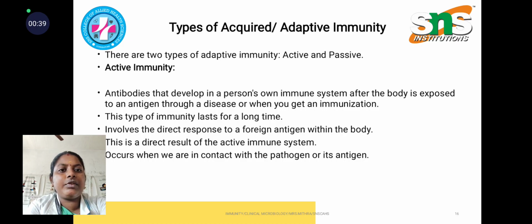And this active immunity is the direct response of the body to the foreign antigen, a direct result of the active immune system, and it mainly occurs when we come in contact with the pathogen or its antigen. So it is active. Once the pathogen attacks our body, it releases the antibodies in the active state, and this mainly involves contact and brings immunity to our body.